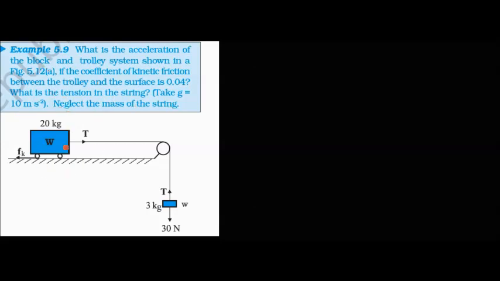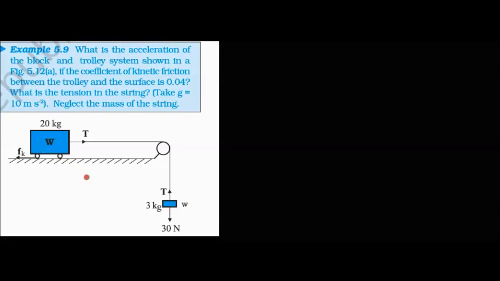Now let's move on to the situation. Here we have a box with 3 kilogram mass and a trolley system with 20 kilogram mass. One end of the string is connected to the trolley and the other end is attached to the block with the mass 3 kilogram, and the string moves over a pulley. We have to assume that the mass of the pulley is negligible. Here the coefficient of kinetic friction is given, so we have to assume that there is friction between the floor and the wheels of the trolley.